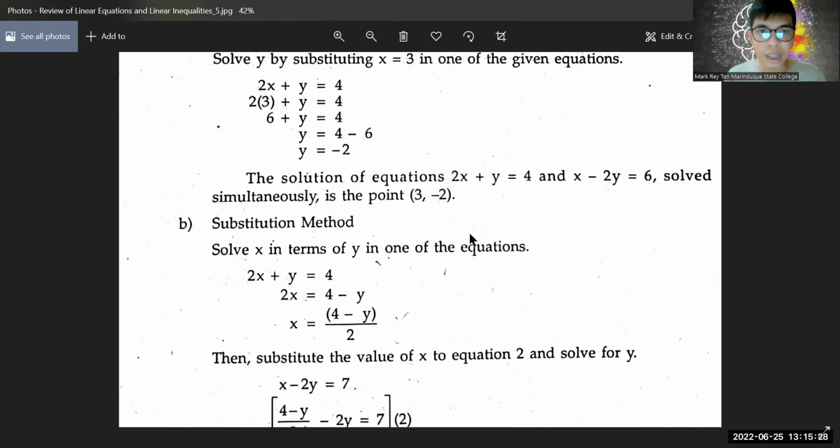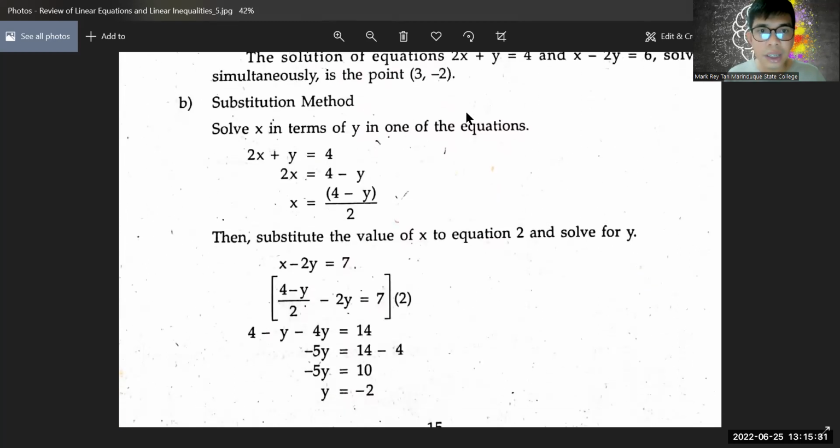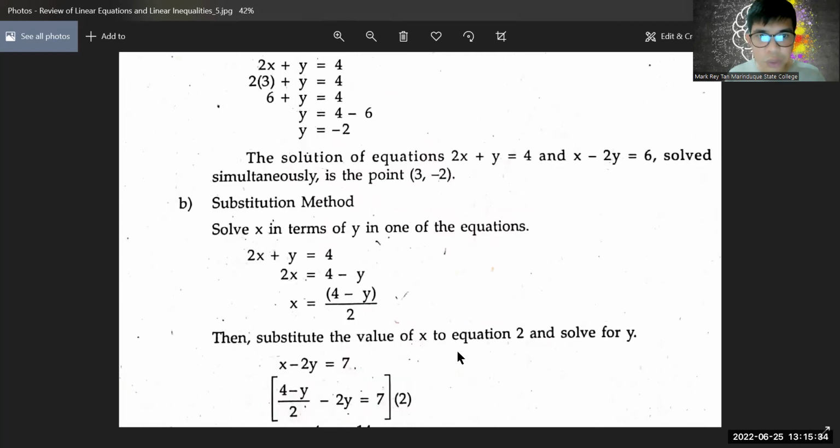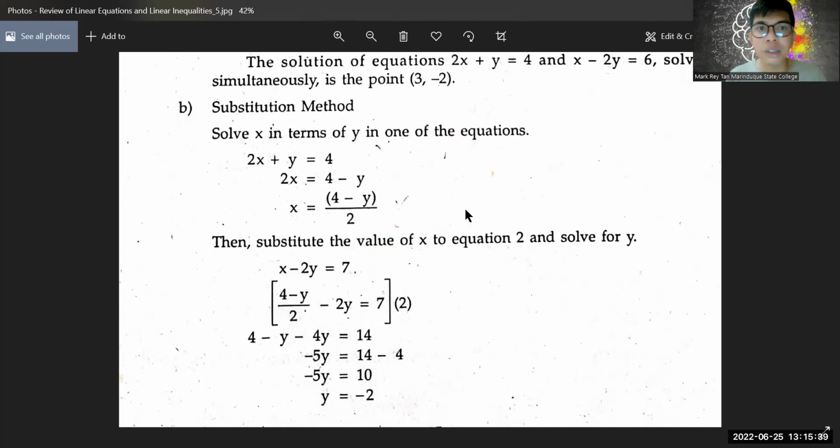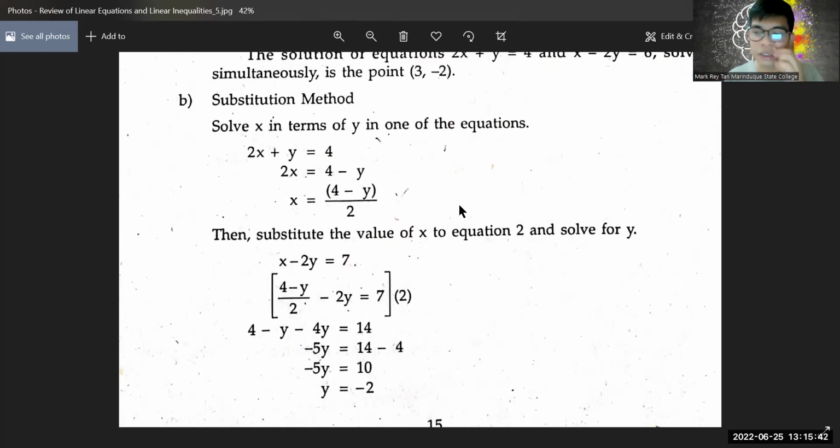So here in the next one, the same equations, 2x plus y equals 4. It's the same example, but through the use of the substitution method. In the substitution method, what you do is take one of the two equations and make a temporary expression for x. Actually, that is also its value. It's just that we can substitute it.